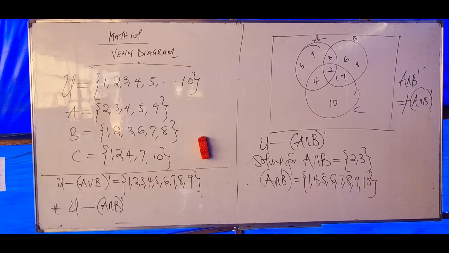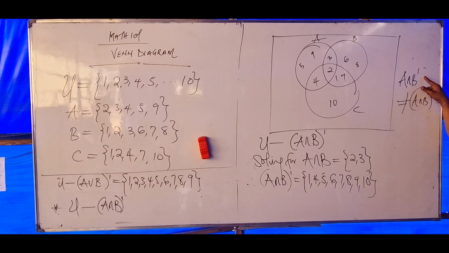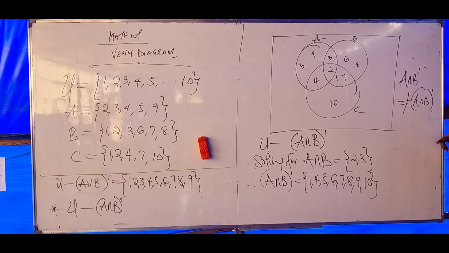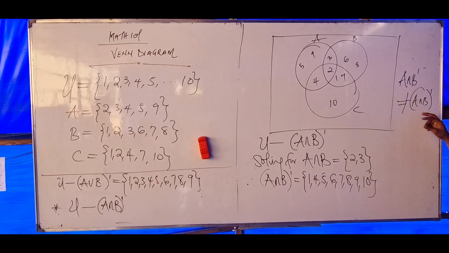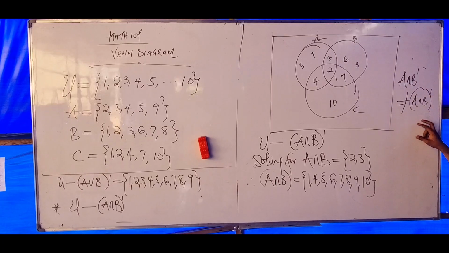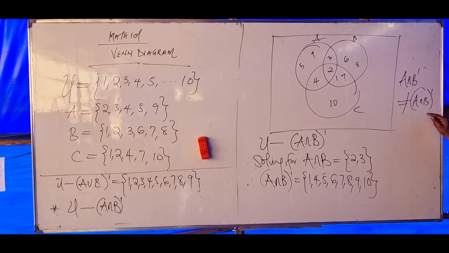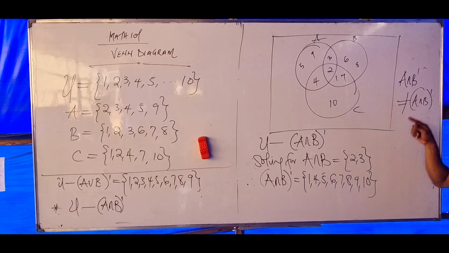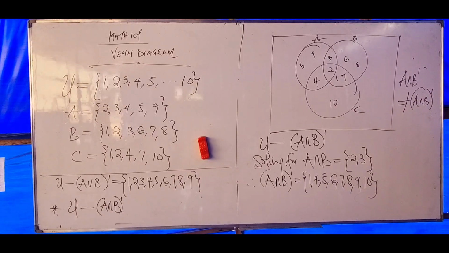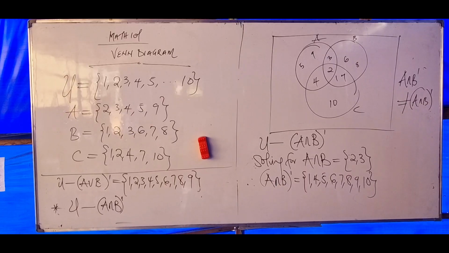This statement means it's not the same with this. I mean, this is not the same with this. This one here means an element in A, but not in B. This one here means an element in the general set, but not in A intersection B. Are you getting the concept now?